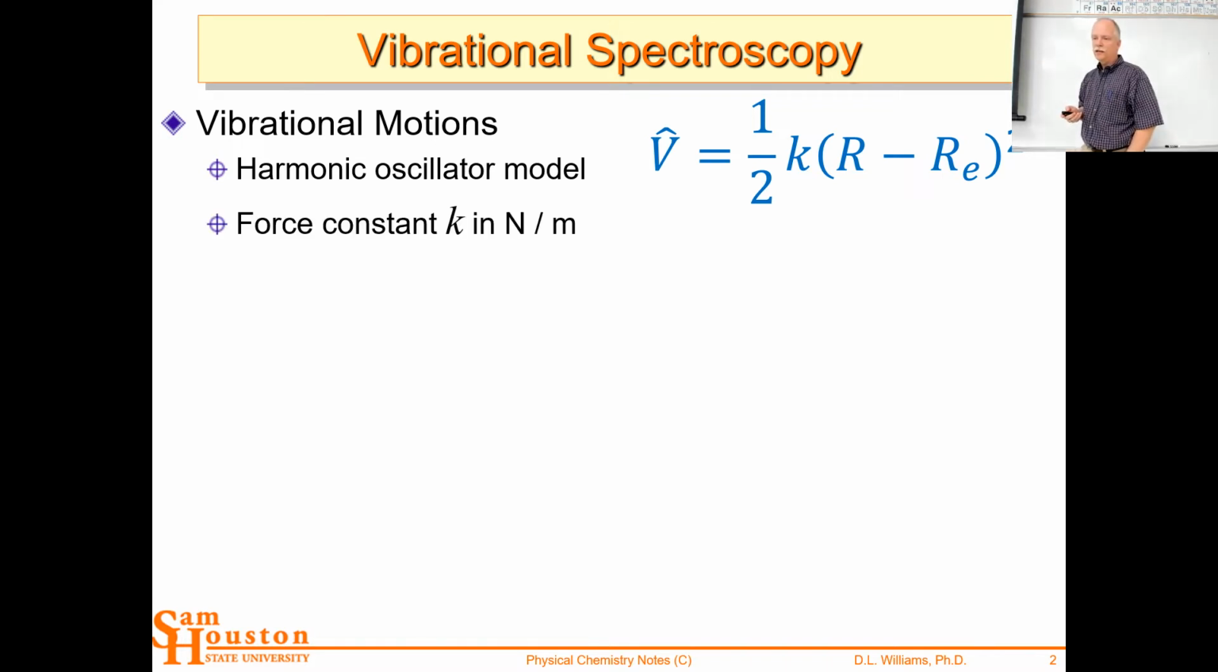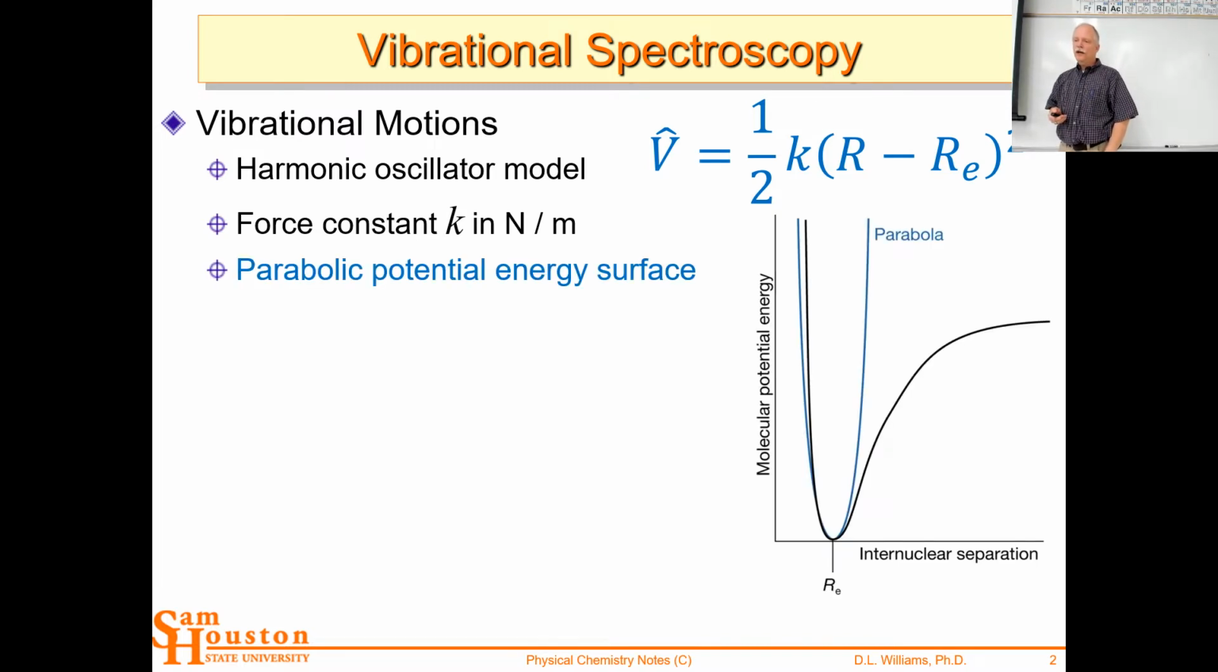Now that force constant is in newtons per meter, so that's how many newtons it takes to stretch that coordinate 1 meter. Okay, these are pretty strong force constants. And we end up with this parabolic potential energy surface. That's the one shown in blue up here.